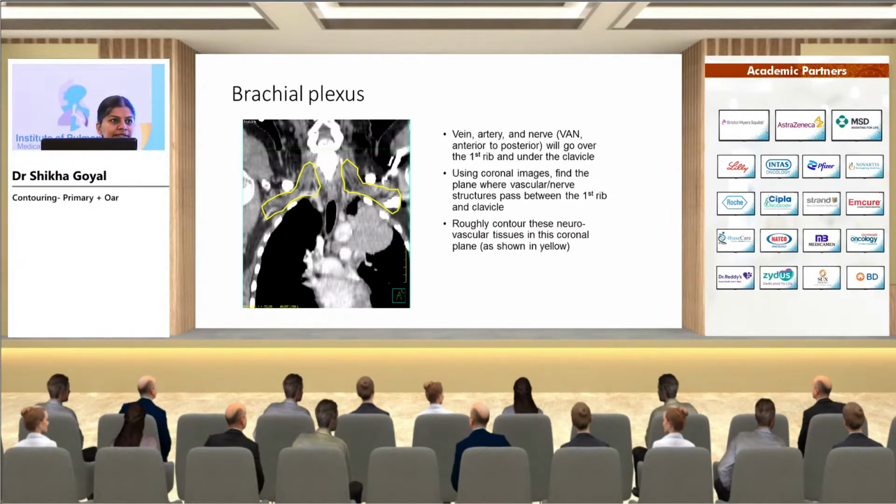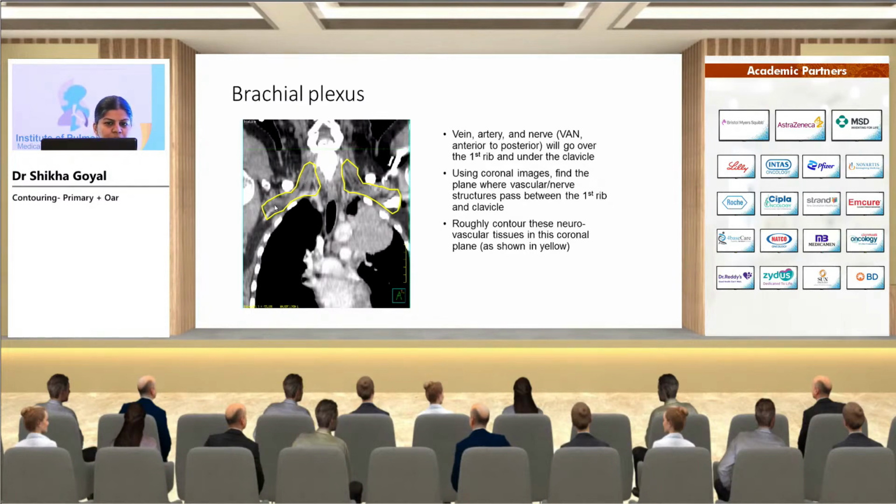So we know that from anterior to posterior, if we look at the axial projection, it is vein anteriorly, then artery, then nerve. Veins and arteries will pick up contrast, nerves will not. So for a contrast scan, whatever is lying posteriorly and superiorly to the vein artery complex will be the brachial plexus nerve complex.